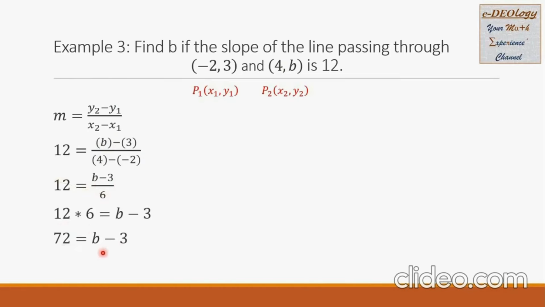Let us isolate the b. We are going to add positive 3 to both sides of the equation so that the negative 3 here will be cancelled. On the left side, 72 plus 3 equals 75, and this is equal to b. From here, we can simply interchange the position, so b goes to the left side and 75 to the right side. So the value of b equals 75. This is our final answer.